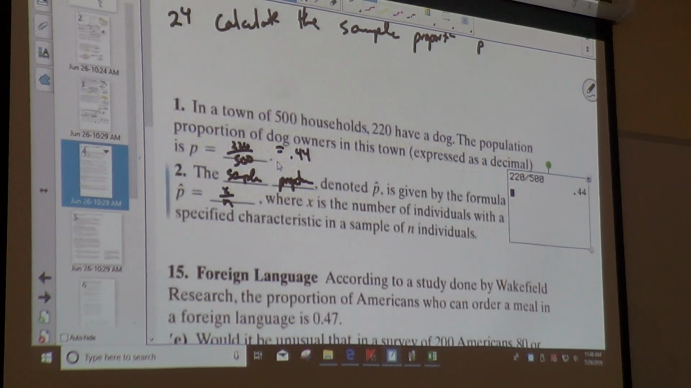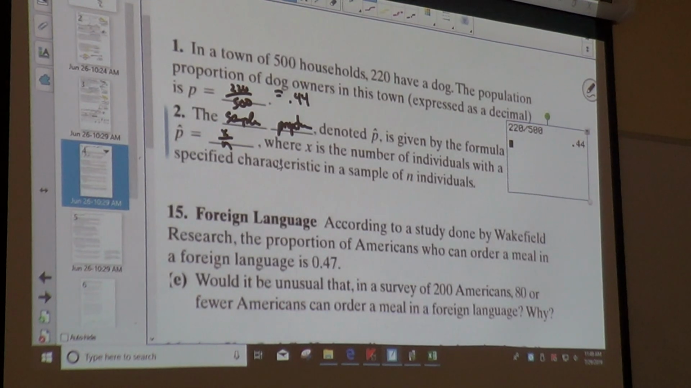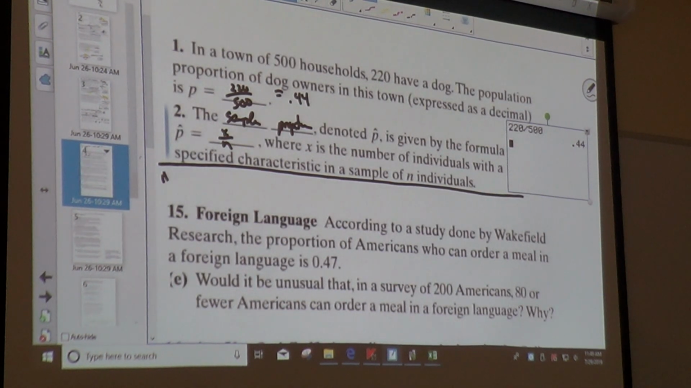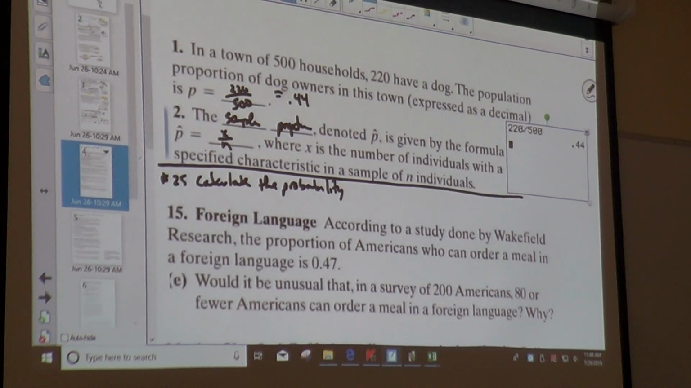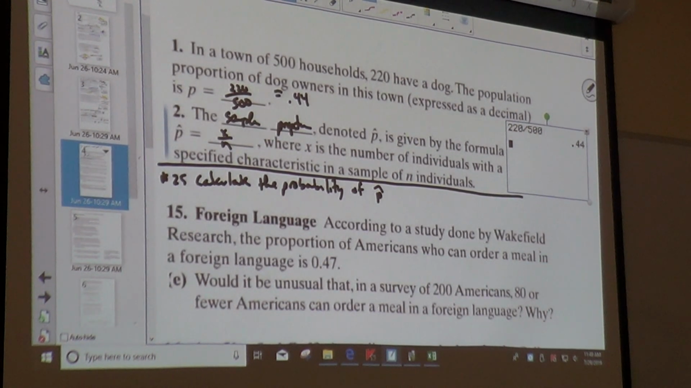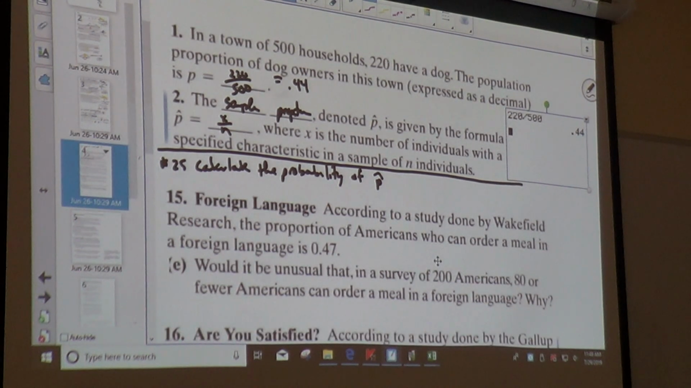All right, number 25 starts here. Calculate the probability of p-hat. According to a study done by Wakefield Research, the proportion of Americans who can order a meal in a foreign language is 0.47. Would it be unusual that in a survey of 200 Americans, 80 or fewer Americans can order a meal in a foreign language?